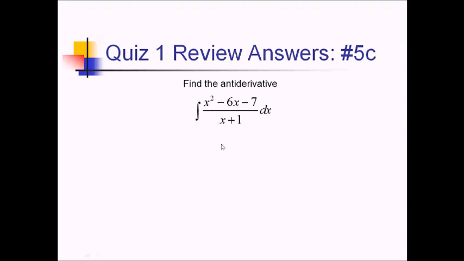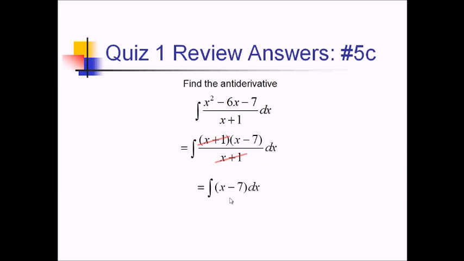For this problem, in order to take the antiderivative, we're going to try to simplify this before we use any other techniques. So I see here that the numerator looks factorable. Two things that multiply to negative 7 and add up to negative 6. That would be x plus 1 and x minus 7. And now that I've split that up, I can cancel out these x plus 1s. So I'm really just taking the antiderivative of x minus 7.